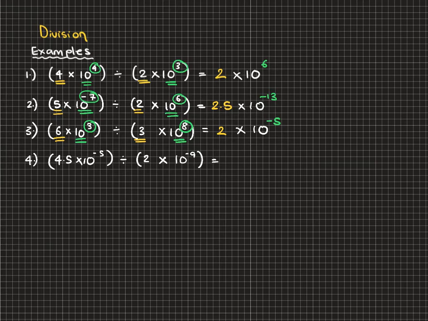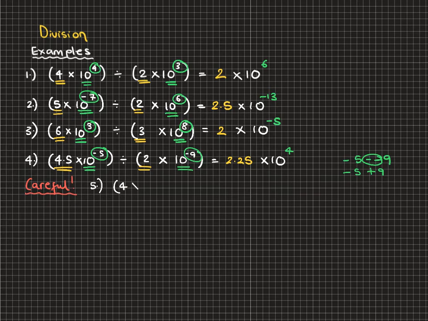So 4.5 divided by 2 is 2.25. And then we have this times 10 to a power, 10 to the negative 5 divided by 10 to the negative 9. Negative 5 minus minus 9. Now do write the calculation out if it helps you. Negative 5 minus minus 9 is of course the same as negative 5 add 9, which gives you an answer of 4. So far, so simple. What about the trickier questions? So as we did last time, we're going to look at 2 examples where we have to take things to the next stage. So let's start with example number 5.